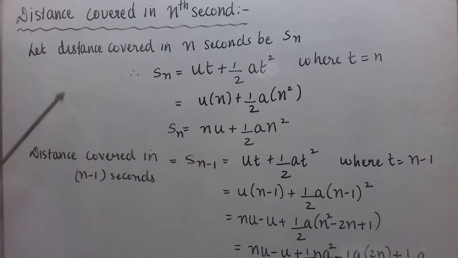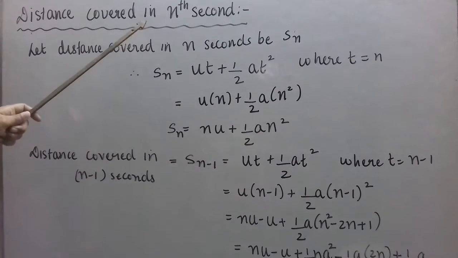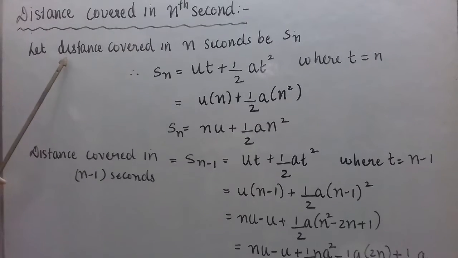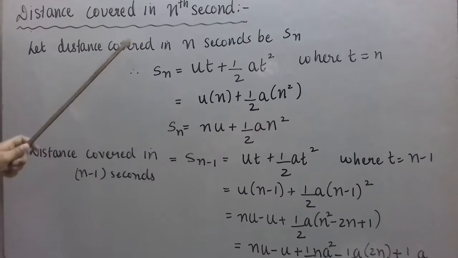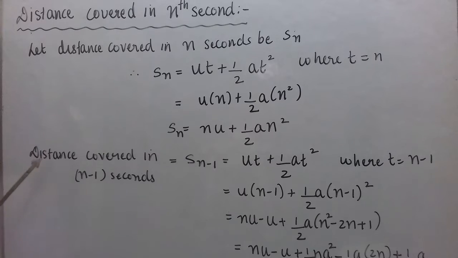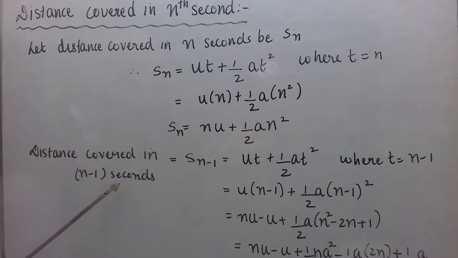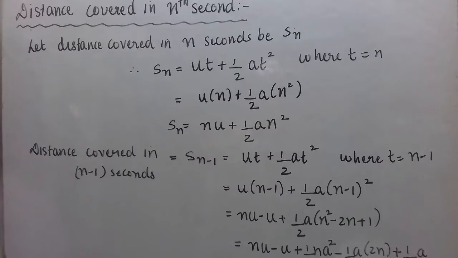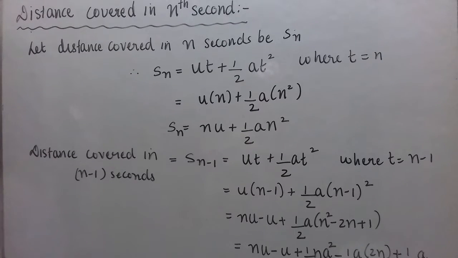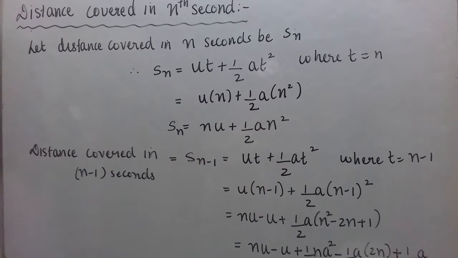Now, to find the distance covered in nth second, what I'll do, write an expression for distance covered in n seconds and then distance covered in n minus 1 seconds. For example, if you want to find out distance covered in 4th second, what you can do is, you can find out the distance covered in 4 seconds minus distance covered in 3 seconds. Whatever answer you will get, that will be the distance covered in nth second.